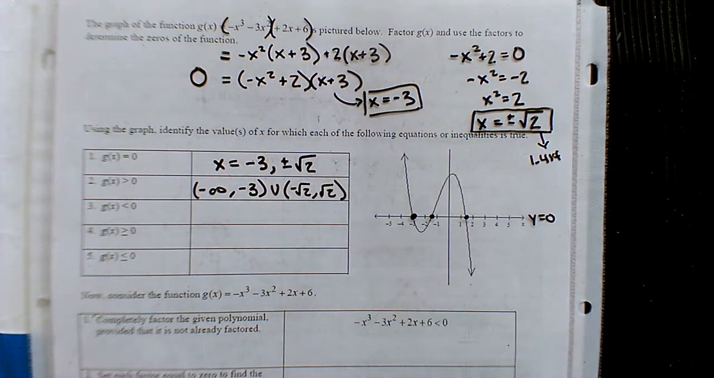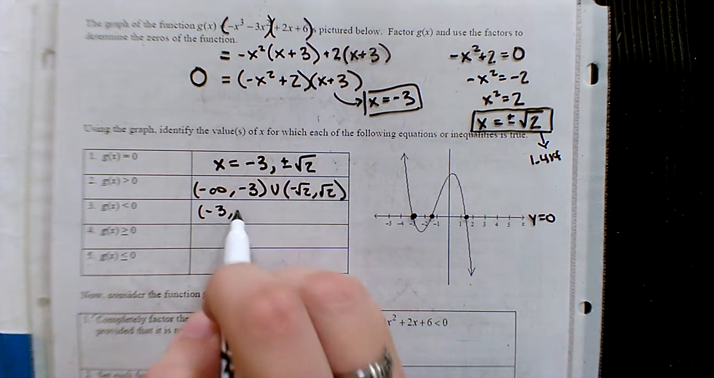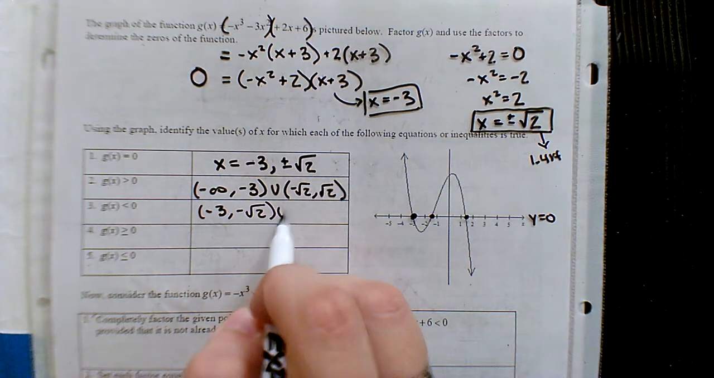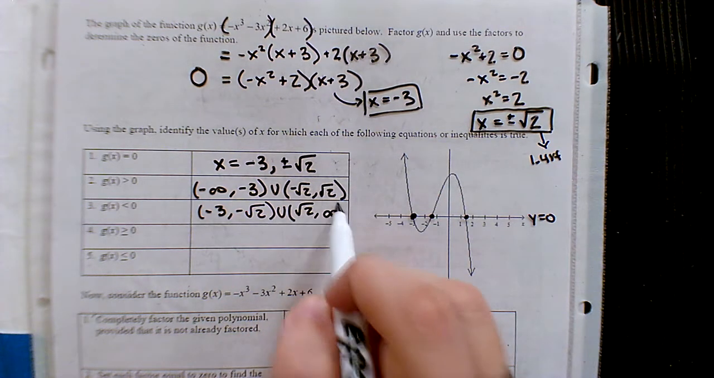There we go. Looks good. What about 3, where the y values are less than 0? Where's that graph below the x-axis? You want to keep going, Marie? Go ahead. Okay. Square root of 2 to infinity, yep.